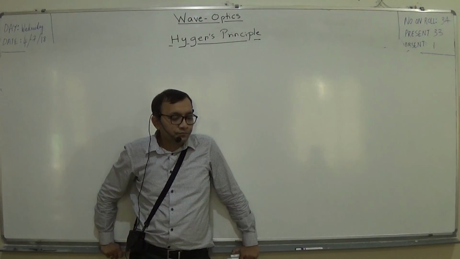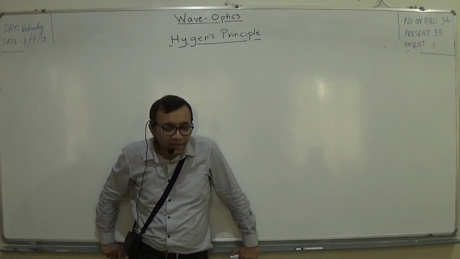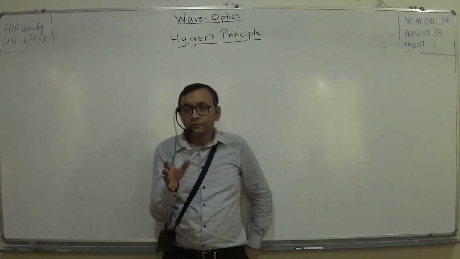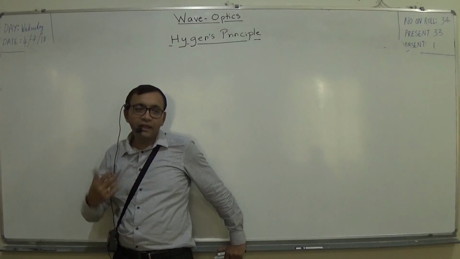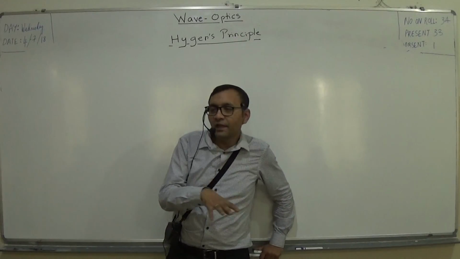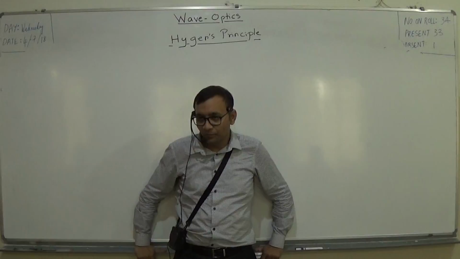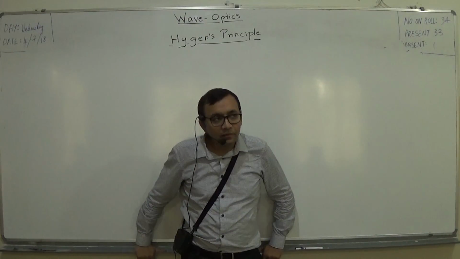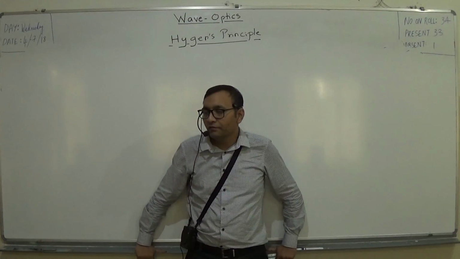But before understanding Huygens' principle, we need to understand a few terms, because we will be using these terms again and again, not only to understand Huygens' principle but going forward also. First, tell me, do you have any example of a wave in your mind?